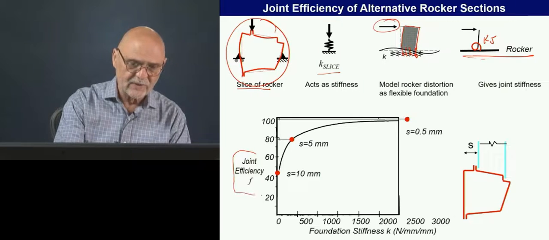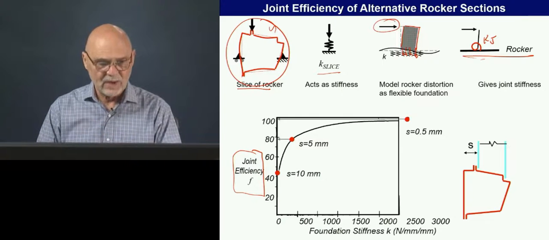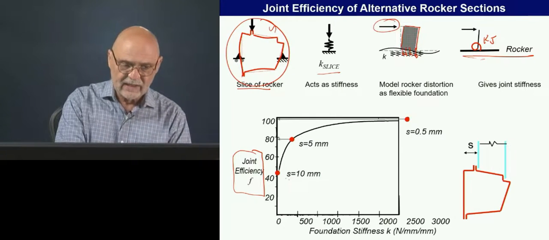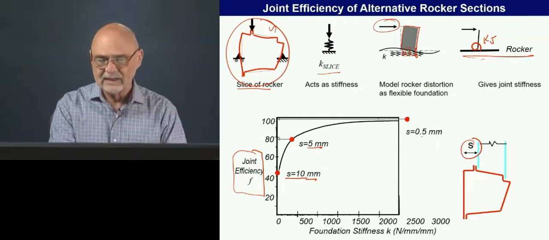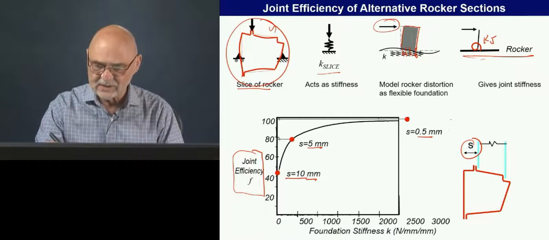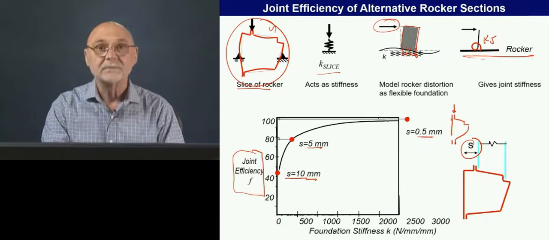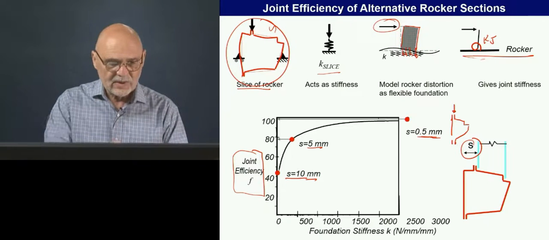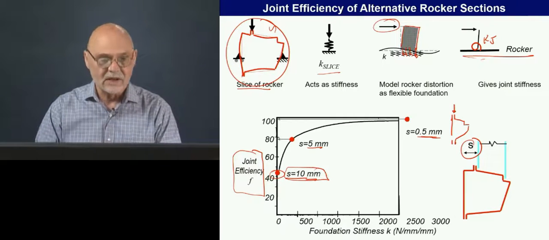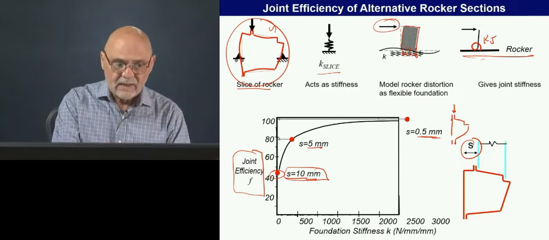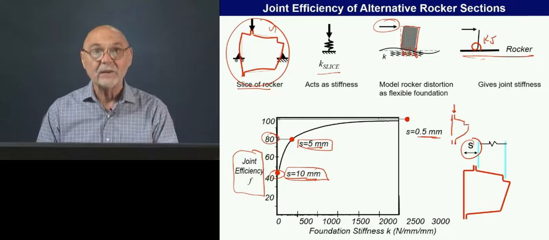What we're plotting down here is the joint efficiency: how stiff is this joint relative to the section properties? We're looking at it for an offset S of 10 millimeters, 5 millimeters, and then half a millimeter. The half essentially means that we're aligning it, that we've achieved this condition here. You can see that even a 10 millimeter offset really degrades the joint efficiency down to 40% or so. Getting that down to about 5 millimeters gets it to 80%. So that's pretty good.